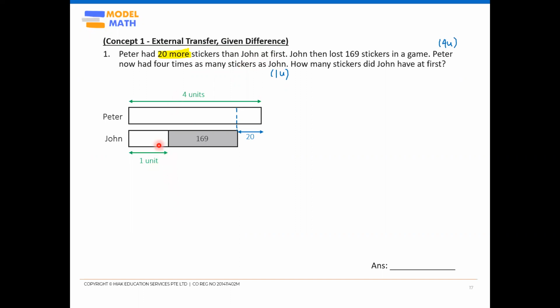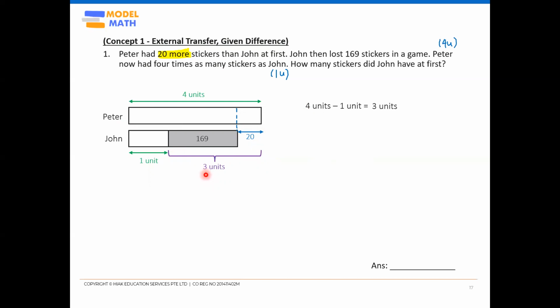Once we have this, we start looking at the values, 169 and 20, and use them to solve the question. Looking at the units, notice that this part is 1 unit. From here all the way to the end will be a value of 3 units, because 4U minus 1U, the difference between these 2 units, is 3 units.